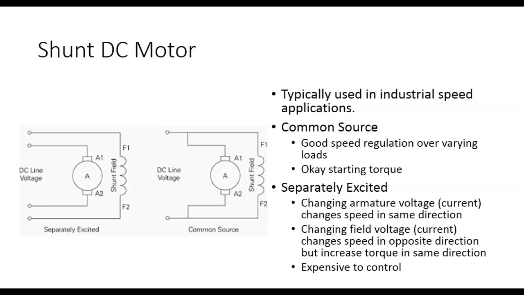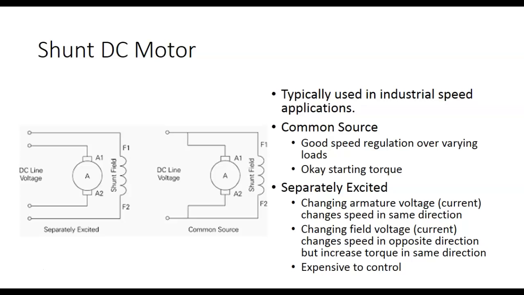So we increase the current to the field, the torque goes up. The speed goes down, torque goes up. So you don't get anything, you don't get more work out of it, right? You understand that? So I can control the torque with the field, and then I control the speed with the armature. So the more current you put through the armature, the faster the motor is going to run.